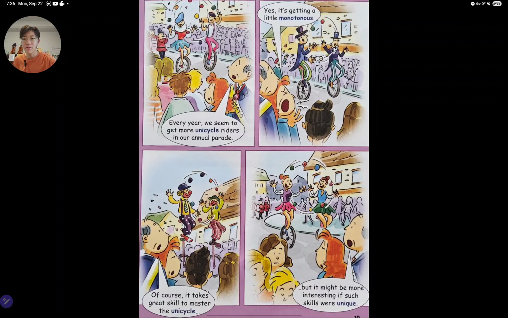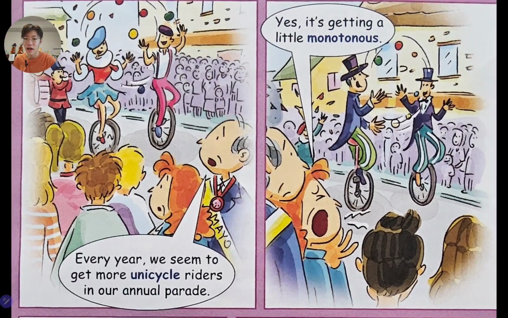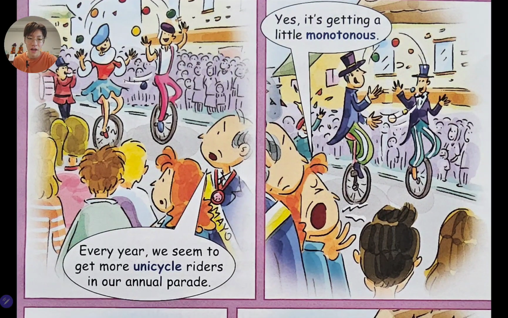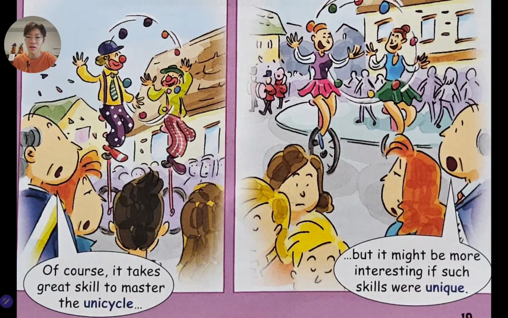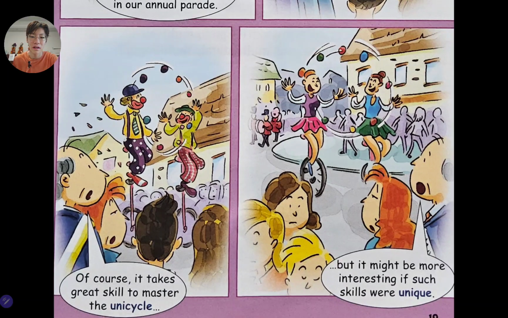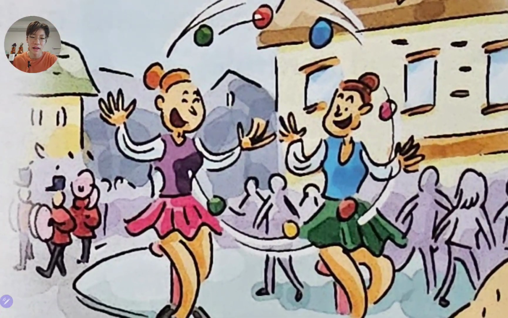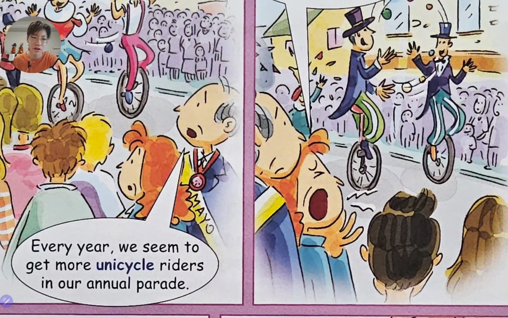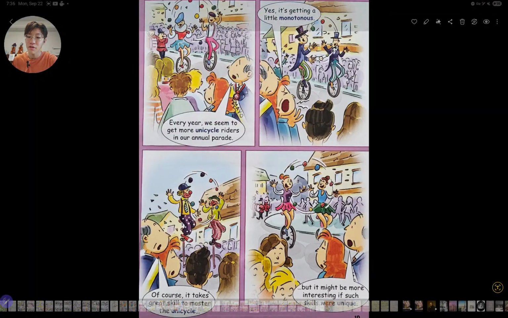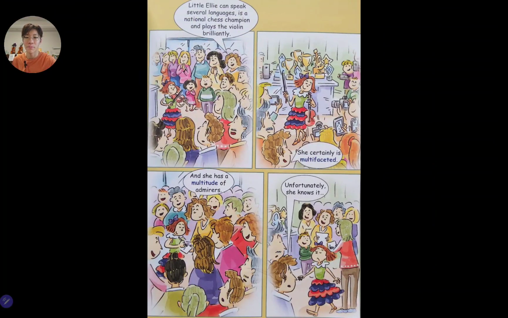Every year, we seem to get more unicycle riders in our annual parade. Yes, it's getting a little monotonous. Of course, it takes great skill to master a unicycle, but it might be interesting if such skills were unique. No one's looking at them anymore, alright? This is starting to become boring, unless for the little kids who are seeing this for the very first time.